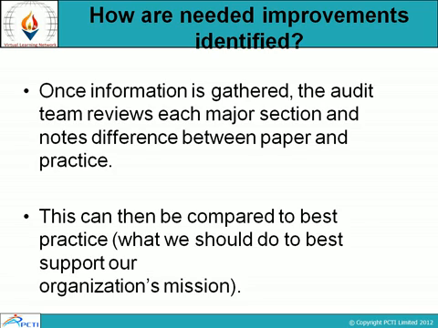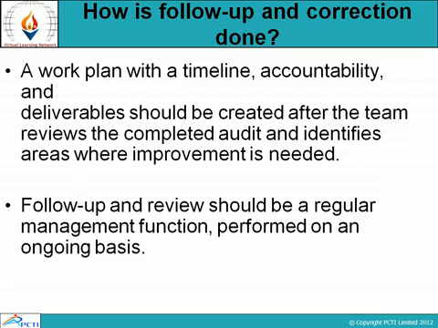Once the information is gathered, the audit team reviews each major section and notes the difference between paper and practices. This can be accomplished by comparing to the best practice, what should be the best for our organization's mission. So it is basically bringing out the certain best that was actually performed or gathered for the sections. Now then another is how follow up and correction are done. किस तरीके से एक बिजनेस प्लान या एक ऑडिट के अंदर करेक्शंस हो सकती हैं.